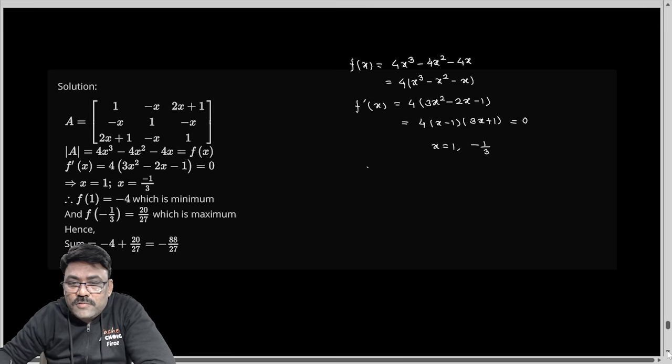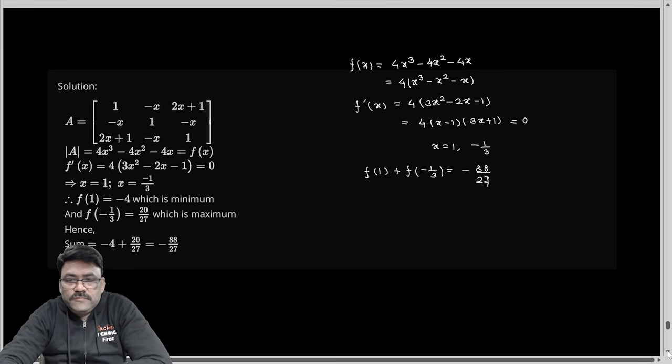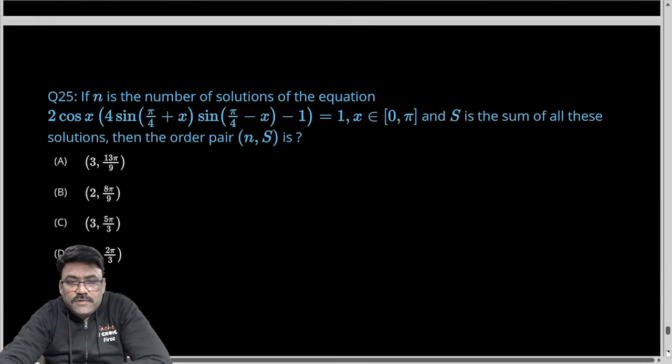They are asking the sum of local maximum and minimum. So basically, they are asking f of 1 and f of minus 1 by 3. Just find f of 1 and f of minus 1 by 3. From here, simplify, you will get your value. So your value after simplification is minus 88 by 27. Very easy question, in fact. Just some time consuming, but not very difficult.